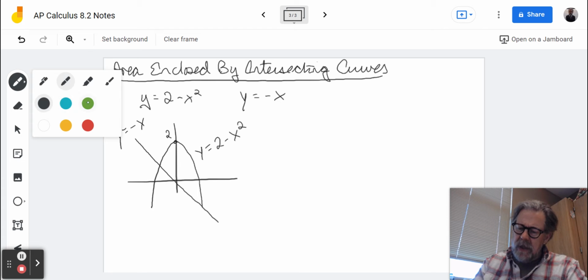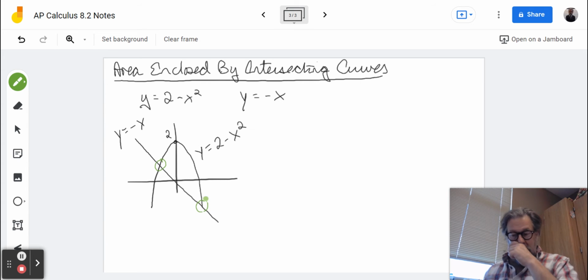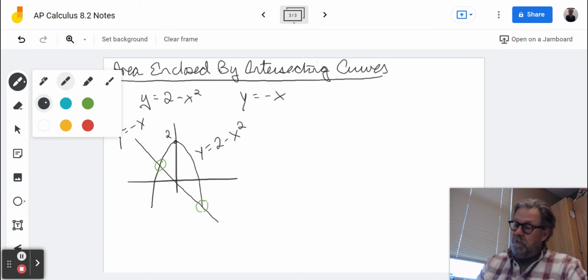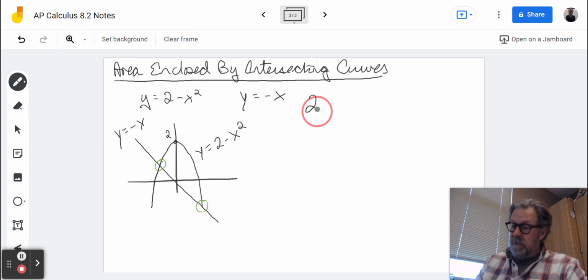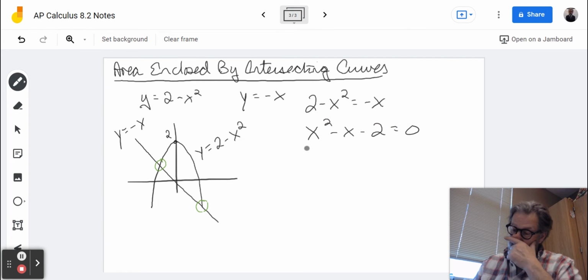And so taking a look, here's what I need to know in order to be able to solve this problem. I need to know where those two x values are. Well, this is a system of equations, so I'm going to set them equal. I'll just use the equal values method, and I get x squared minus x minus 2 is equal to 0.